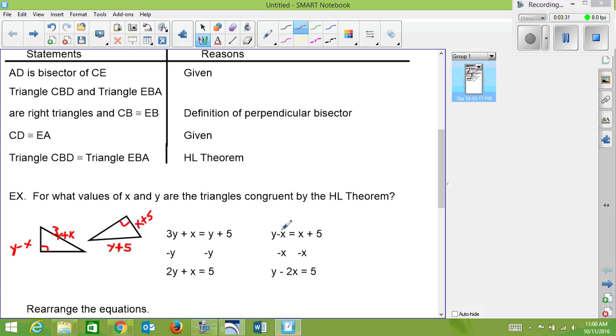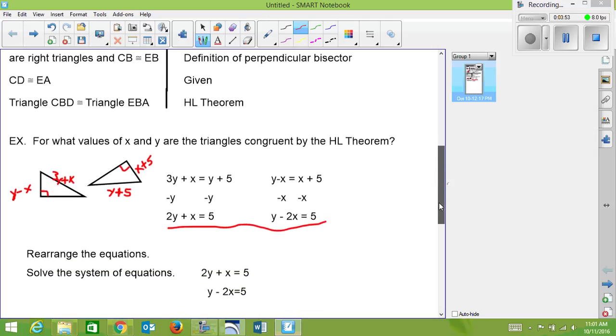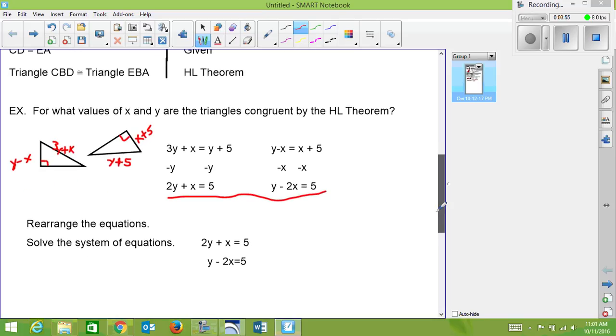Then I set the other two sides equal to each other, so the y minus x right here and the x plus 5. I moved the x over so that the x and the y were on the same side, subtracted it, so I have y minus 2x equals 5. So these two right here are my two equations. I rearranged the equations, and now I'm going to have to solve this system of equations. Remember, a system of equations is just a set of two or more equations.